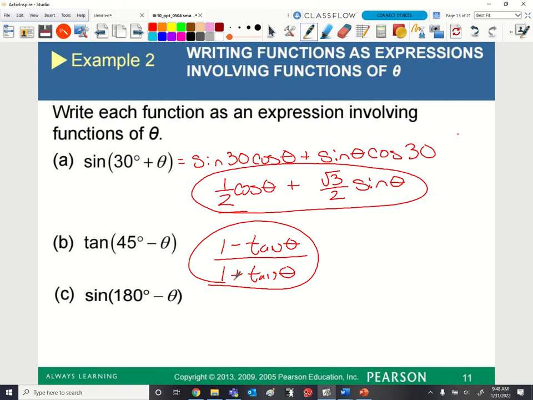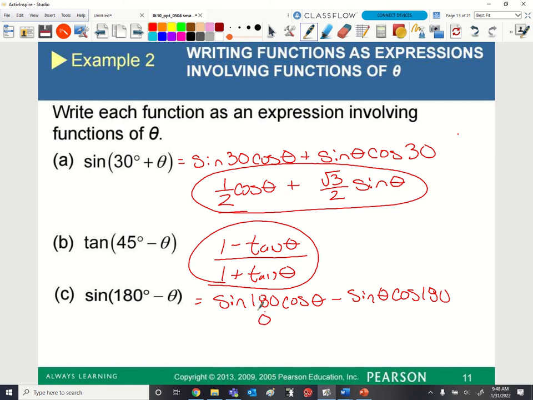All right, this next one says sine of 180 minus theta. So that's going to turn into sine of 180 cosine of theta minus sine of theta cosine of 180. We know sine 180. On my unit circle, it's the y value all the way to the left. Sine at 180 is going to be 0.